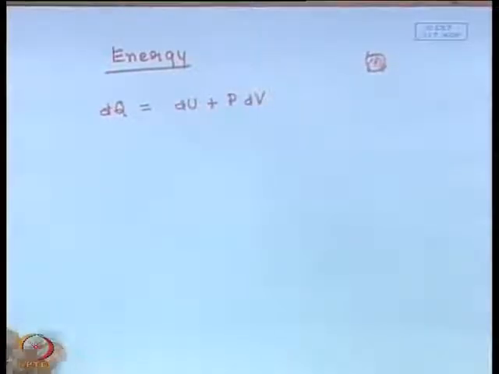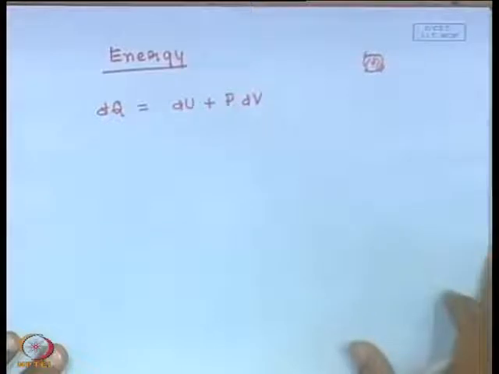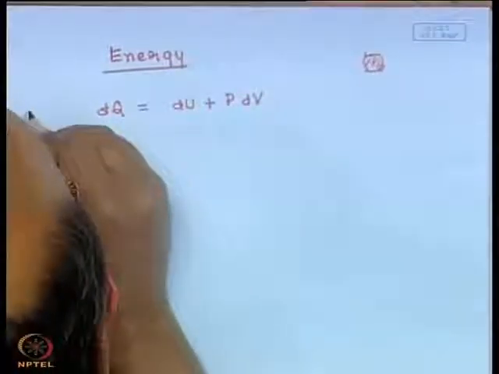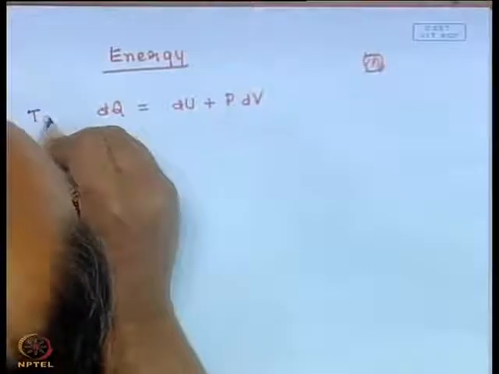Okay, and we know that the entropy ds is defined as dq by T. Okay, so we can say that this is equal to T ds.